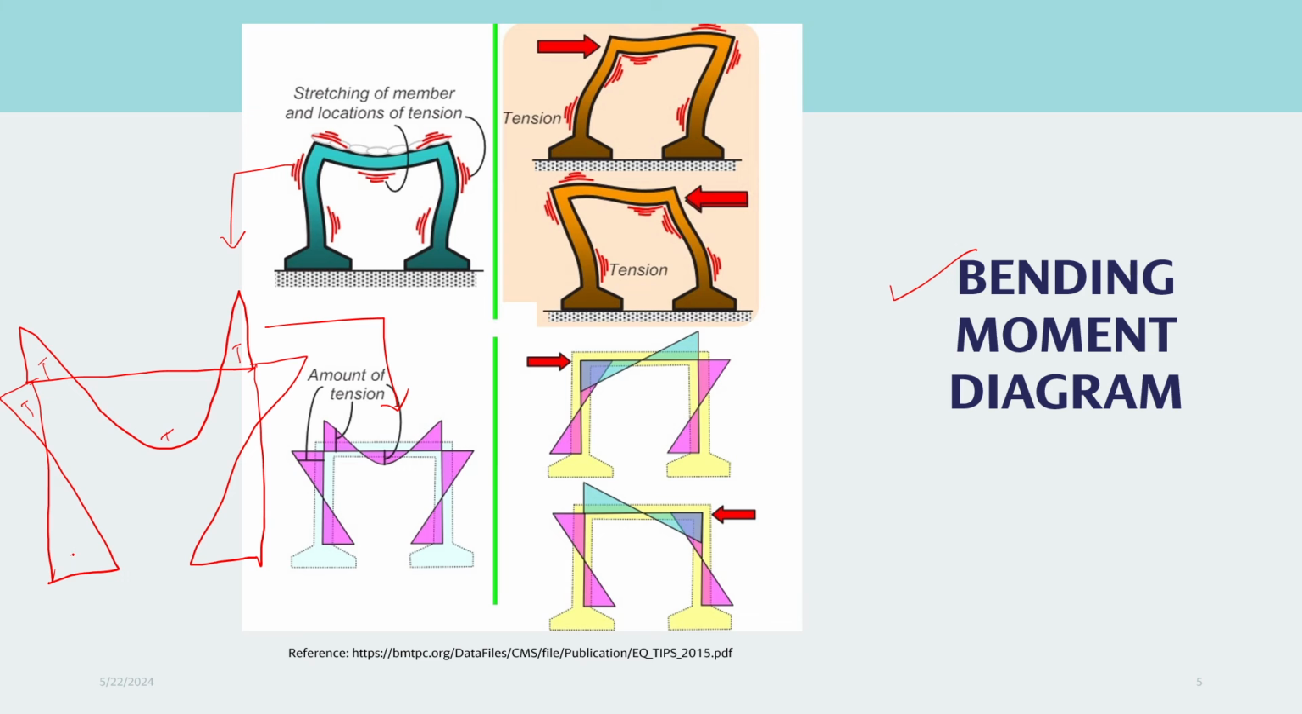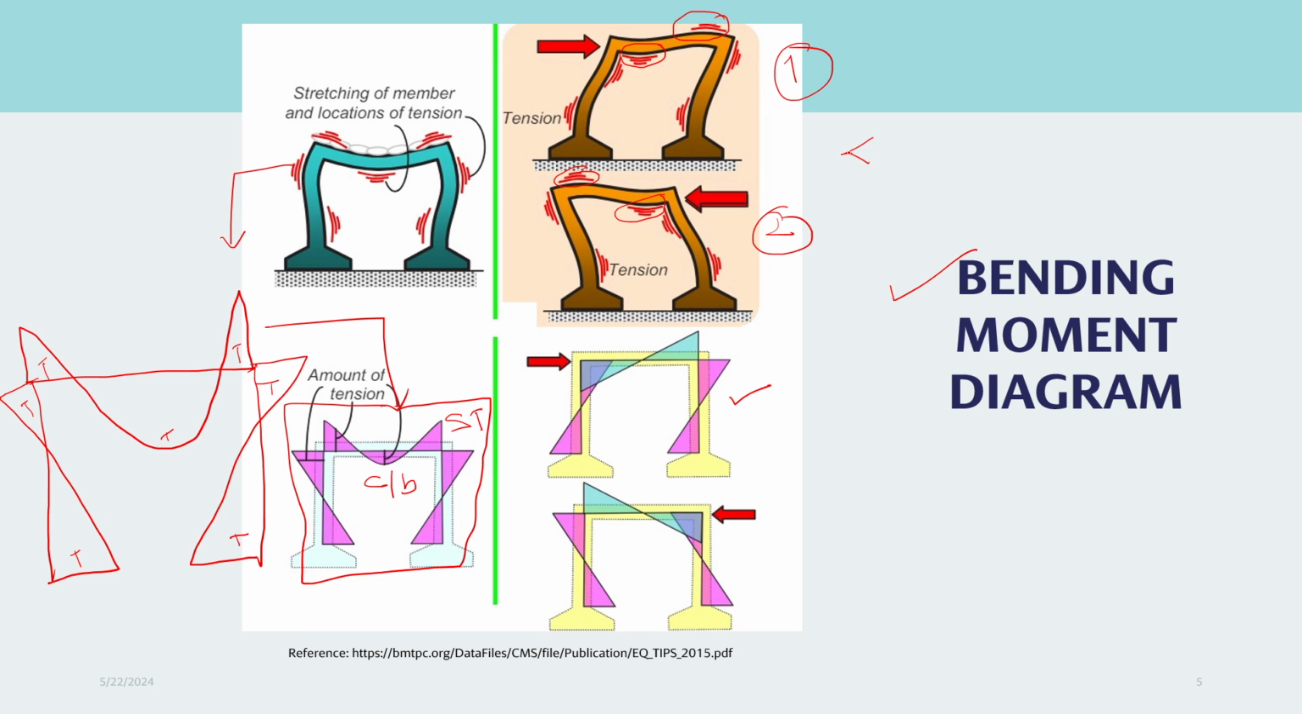So in gravity loading, we know on which face there will be tension. For example, at the center, at the bottom, there will be tension. Near the support at the top, there will be tension. So we know where there is tension and where there is compression. But if you see the bending moment diagram, here in this first picture there is tension. Now in the second picture you can see the tension is at the top. Here you can see tension is at the top. Here you can see tension is at the bottom.